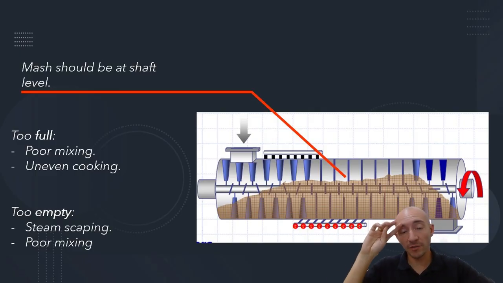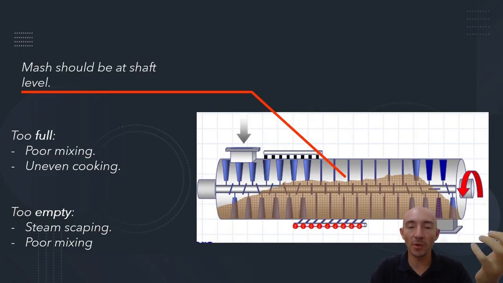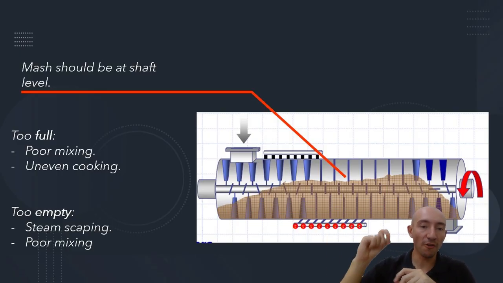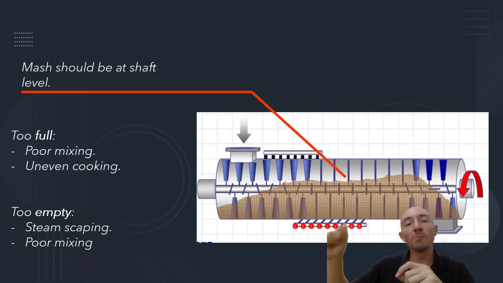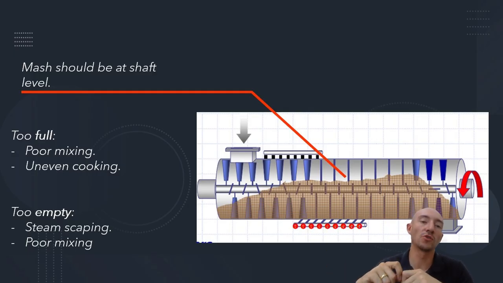But we also can have the opposite. If the conditioner is too full, then we're also going to have poor mixing because the conditioner is going to be so full that the paddles won't be able to mix properly. And you can see lumps of product leaving the conditioner if the conditioner is too full, which means that we're going to have uneven cooking because part of the mash is going to receive water, part of the mash will receive steam, but they won't be properly mixed, right? And that can also make your product vary at the extruder.